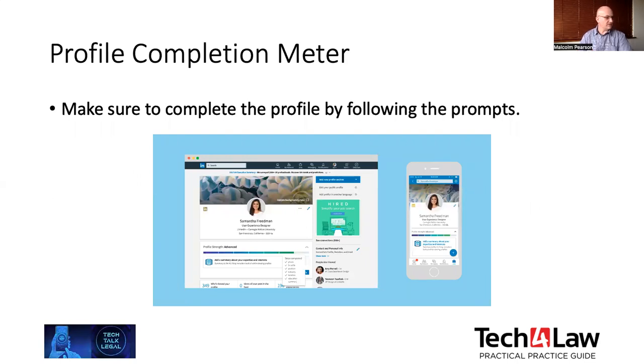The profile completion meter. I took ages to try and find my profile completion meter. I Googled, I went all over the place. It turns out that once your profile is complete, you have the 100%, they call it five stars, and you have completion done. It's an easy way to make sure that your profile is complete. It doesn't mean that it's perfect, but at least you've completed it. You're sort of, I would say, 60-70% of the way there.